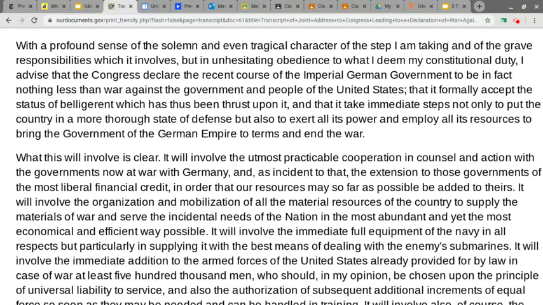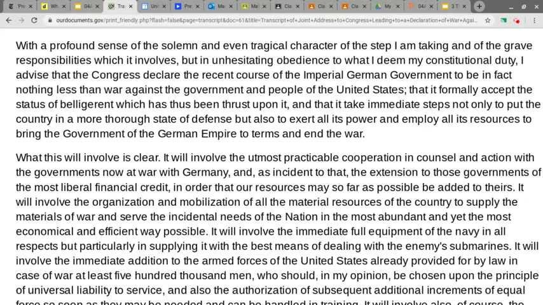With a profound sense of the solemn and even tragical character of the step I am taking, and of the grave responsibilities which it involves, but in unhesitating obedience to what I deem my constitutional duty, I advise that the Congress declare the recent course of the Imperial German government to be in fact nothing less than war against the government and people of the United States. That it formally accept the status of belligerent, which has thus been thrust upon us.